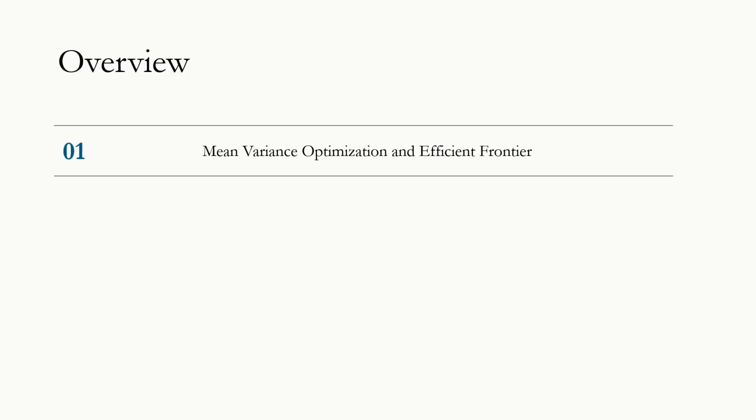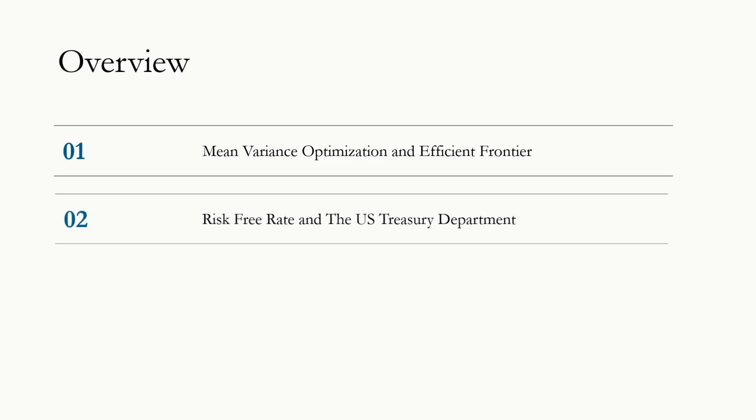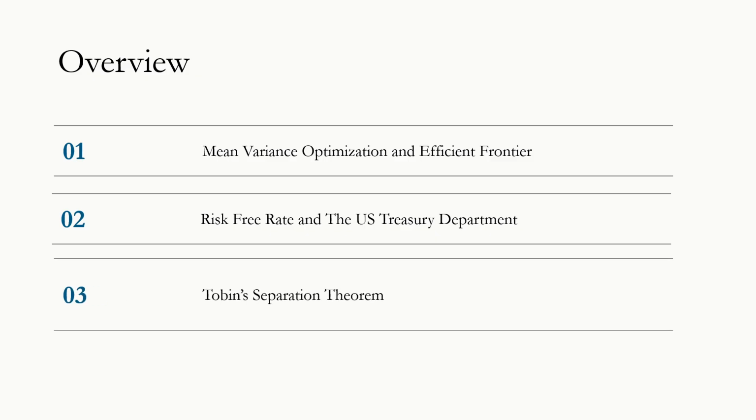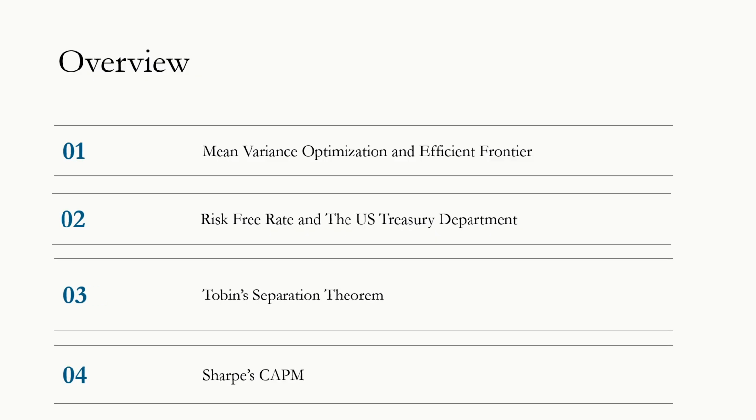First, we're going to be going over the mean variance optimization and efficient frontier. Second, we're going to be discussing the risk-free rate and the US Treasury Department. Third, Tobin separation theorem. And finally, William Sharpe's CAPM, or capital asset pricing model.